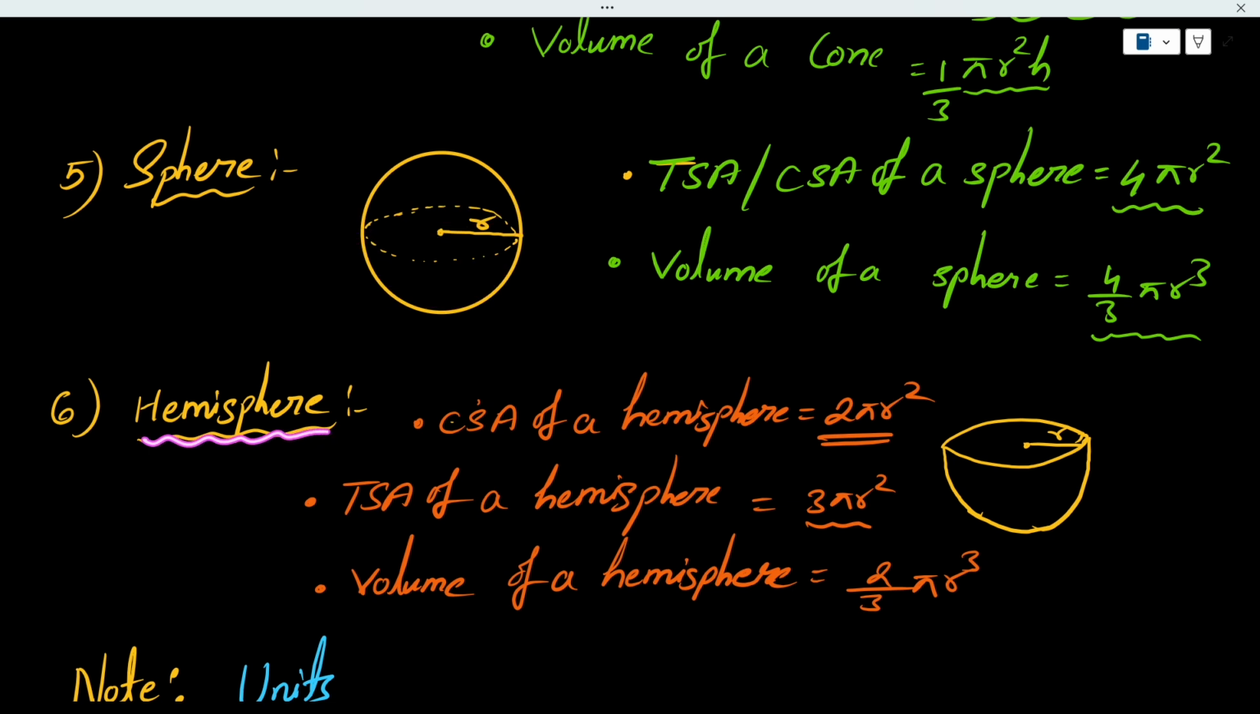And the next figure is the hemisphere. A hemisphere is half of the sphere, so the curved surface area will be 2 pi r square. But if you put a lid on top of the hemisphere, this is also circular in shape, and the area here is pi r square. So the curved surface area, the area of this curve, is 2 pi r square, which is half of the sphere. But if I take the total surface area, it will become 3 pi r square, and the volume, because you are cutting the sphere into half, is half of the sphere volume, which is 2 by 3 pi r cube.